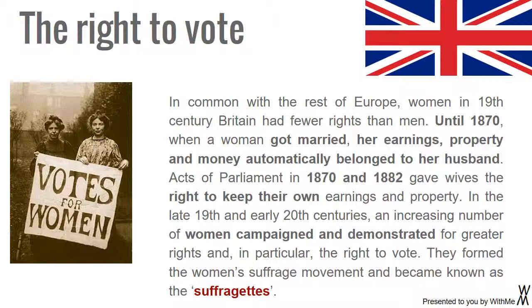In common with the rest of Europe, women in 19th century Britain had fewer rights than men. Until 1870, when a woman got married, her earnings, property and money automatically belonged to her husband. Acts of Parliament in 1870 and 1882 gave wives the right to keep their own earnings and property. In the late 19th and early 20th centuries, an increasing number of women campaigned and demonstrated for greater rights and, in particular, the right to vote. They formed the women's suffrage movement and became known as the suffragettes.